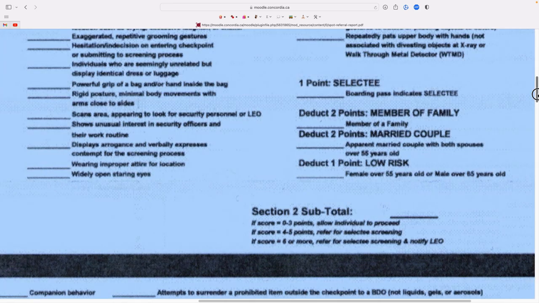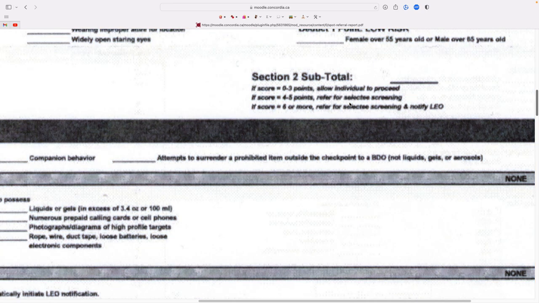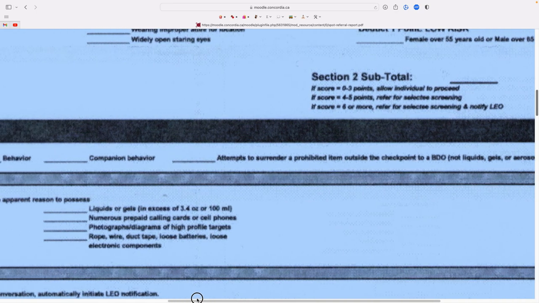So if you get up to 3 points, they won't do anything. If you get 4 to 5 points, they're going to refer you to secondary screening. Secondary screening means you go into another room, you have a one-on-one conversation with someone, and they might search you, pat you down or look through your bags and things like that. And if you get 6 or more, they'll put you in secondary screening, and they'll also notify the police, the law enforcement. LEO stands for law enforcement officer. The program's kind of confusing.